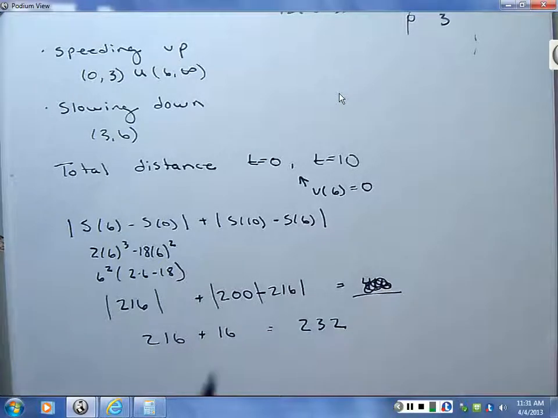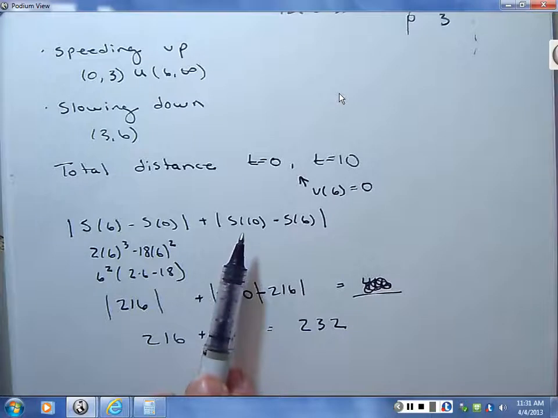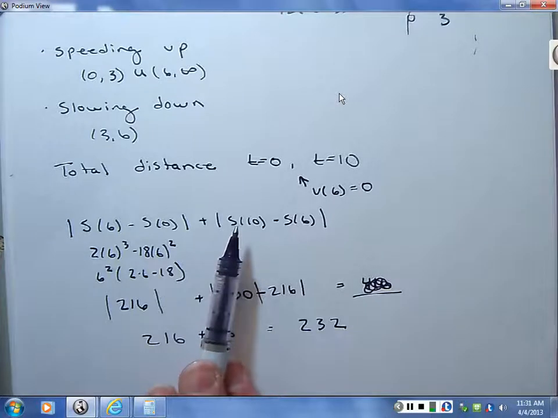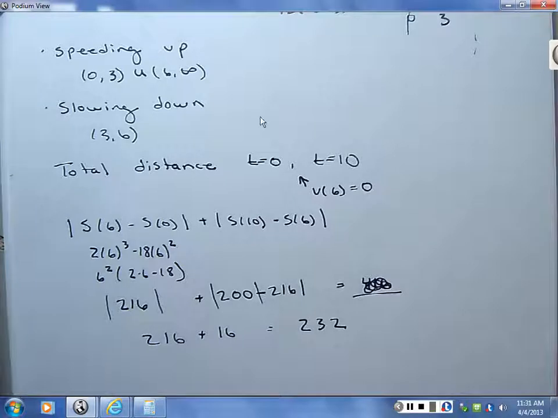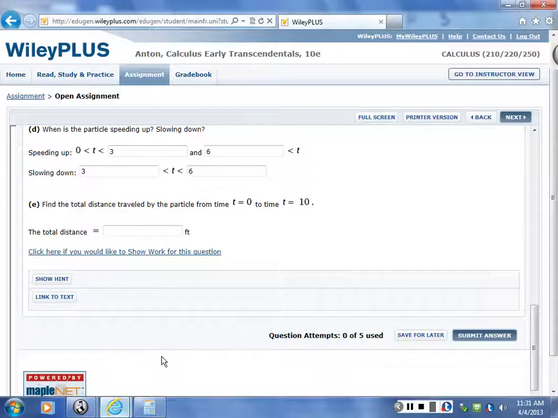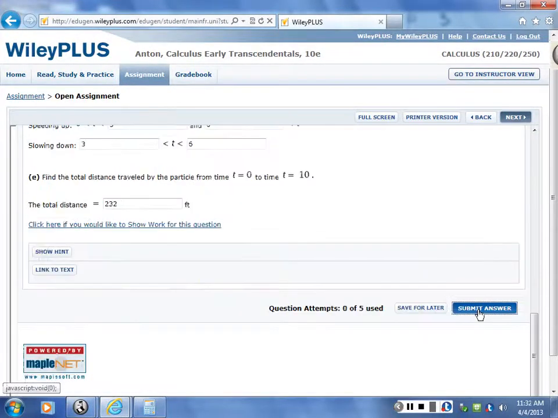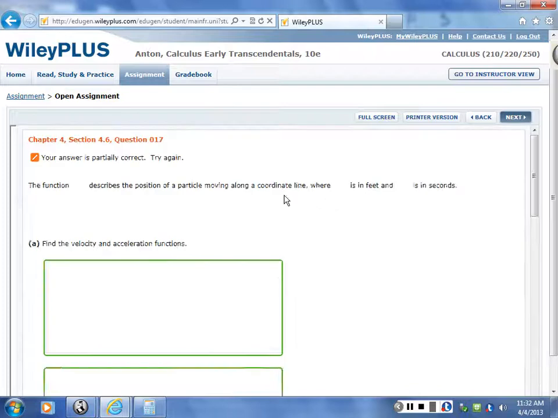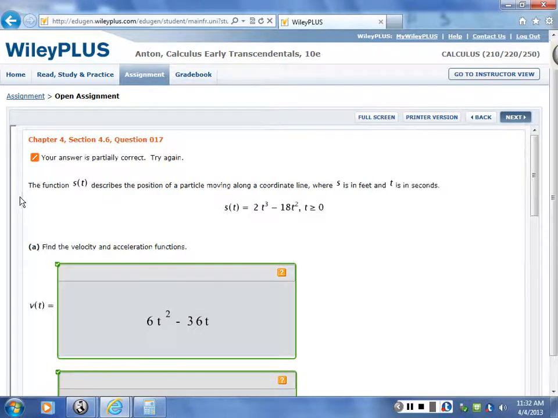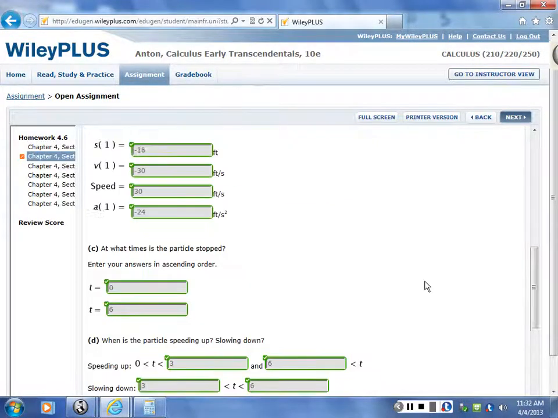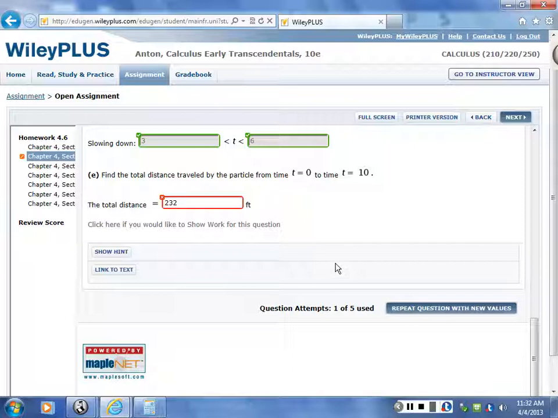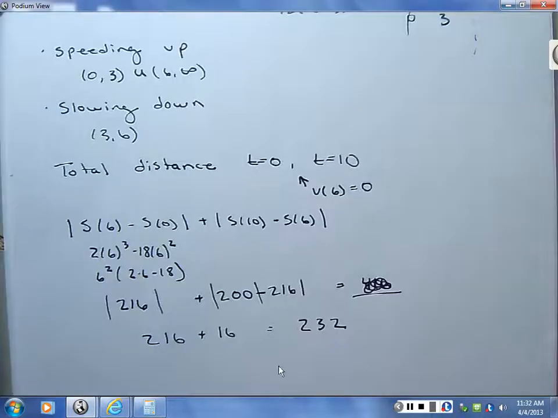So if I just did S of 10 minus S of 0, I would have 200, which would not give me the right answer, right? So 232. The total distance traveled from 0 to 10 is 232. So let's look at our algebra to see.